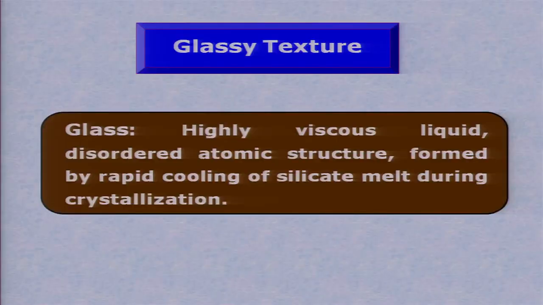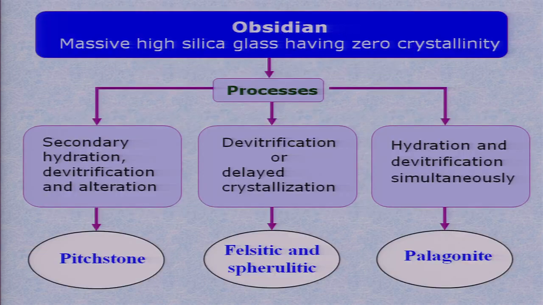Glassy texture. Glass actually represents the melt. Glass is a highly viscous liquid with a disordered atomic structure formed by rapid cooling of silicate melt during crystallization. Now, obsidian. Obsidian is a variety of igneous rock which contains an enormous amount of silica glass and has zero crystallinity, which is massive high silica glass having zero crystallinity. The process involved in obsidian formation is first secondary hydration, devitrification and alteration, which also gives rise to a rock known as pitch stone.